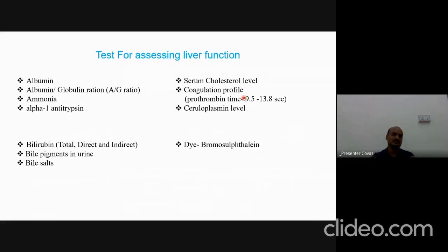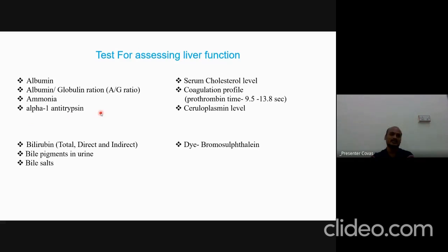So in this one, we have the liver function tests. Albumin is synthesized in the liver, and we can see the albumin to globulin ratio. Actually, for all these components, we have to see the concentration of these proteins or enzymes inside the blood, right? Albumin globulin ratio, ammonia, which has to be excreted. The liver has an excretory function for the metabolites that we will see. Alpha-1 antitrypsin, this enzyme level we can measure.